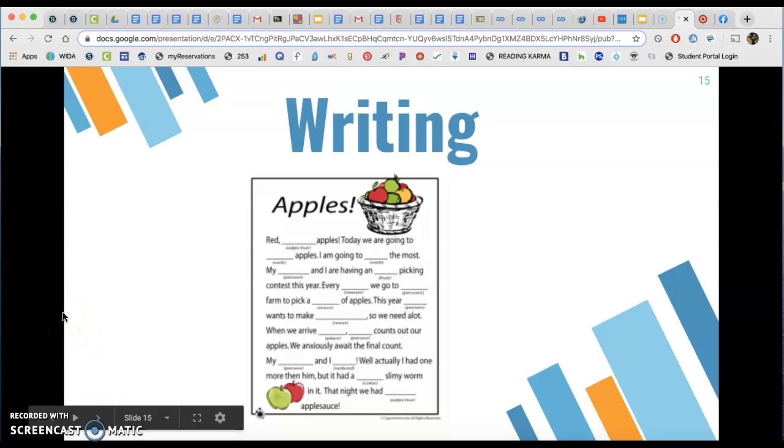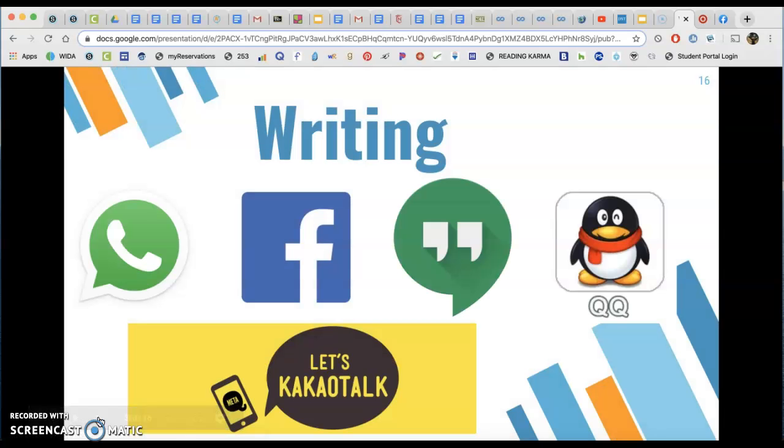One of my favorite ways to practice writing and practice grammar is Mad Libs. Now, Mad Libs are a story where you have to fill in certain words in a sentence, and you need words for different parts of speech.